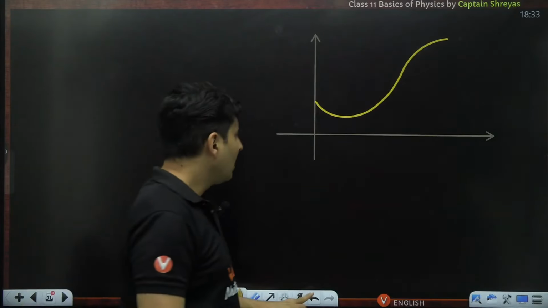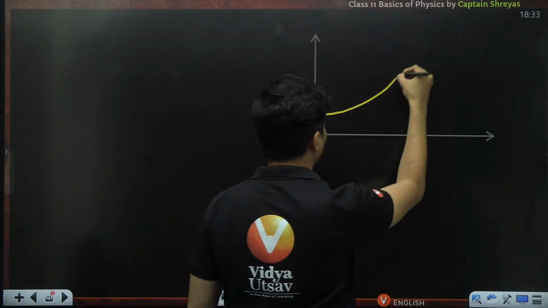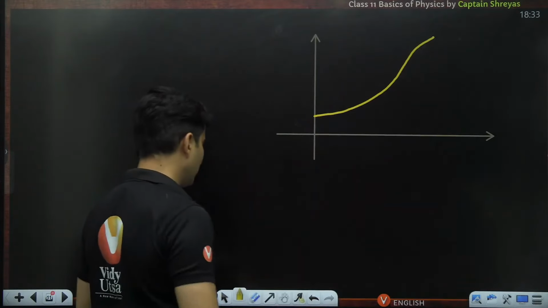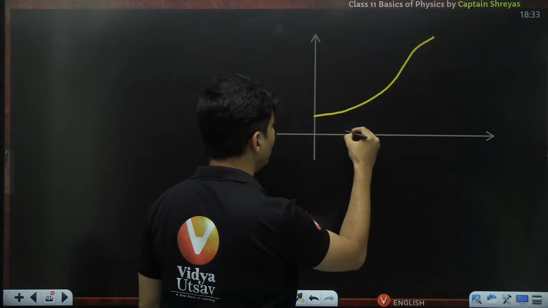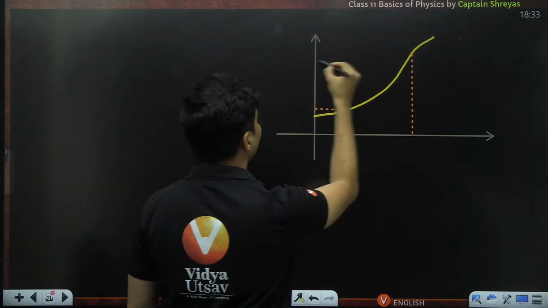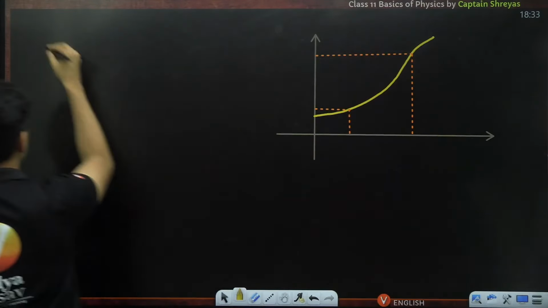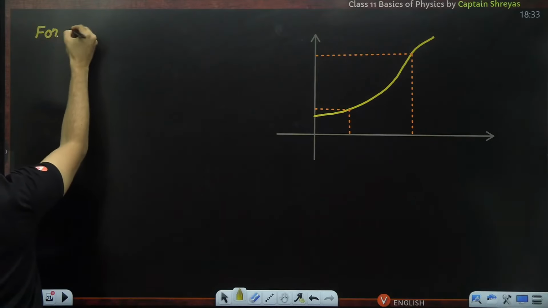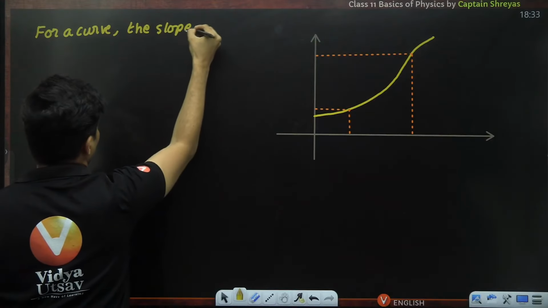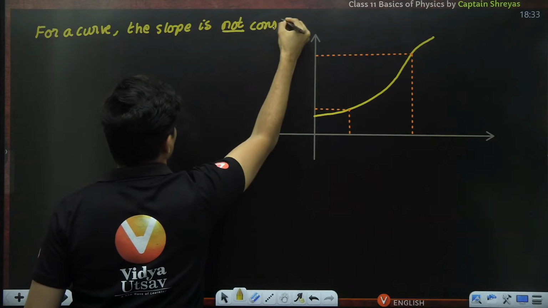But maybe I don't need instantaneous values. Maybe the graph is somewhat like this. It's like a curve. And I want to find out what is the average slope in a certain region. And maybe that region is also given to you. Maybe from here to here, sir, I want to find out what is the average slope. So I'll mention this point over here. For a curve, the slope is not constant.